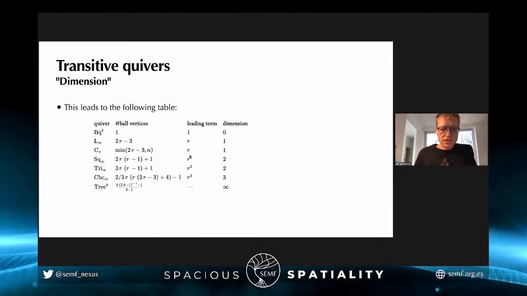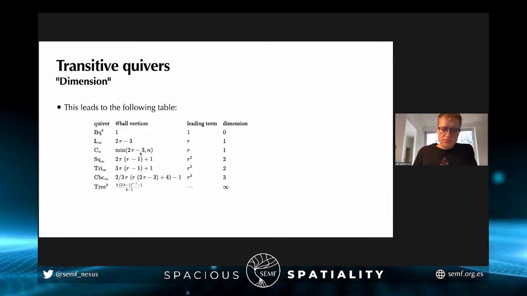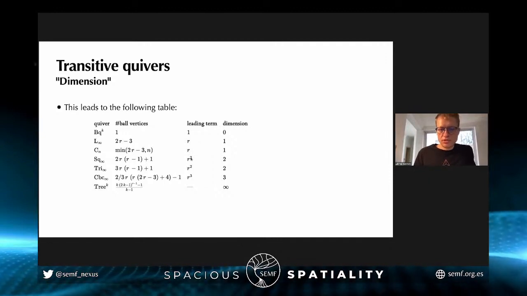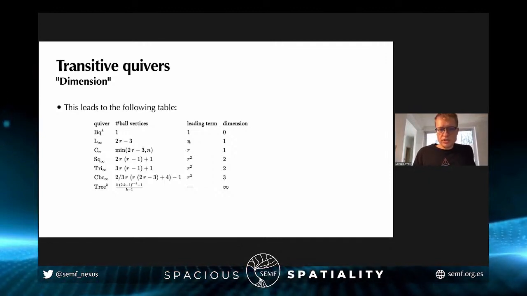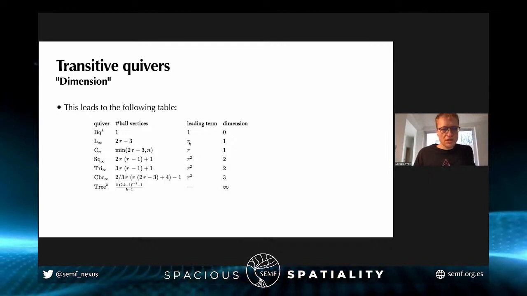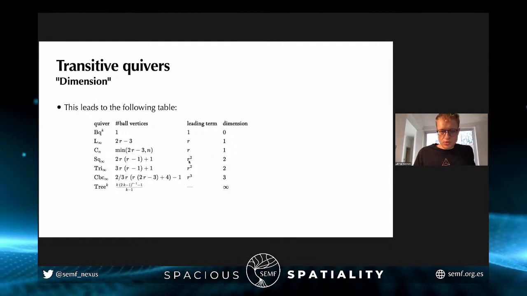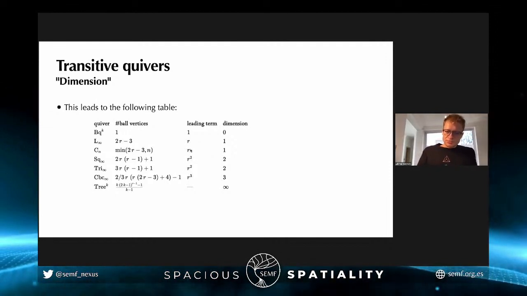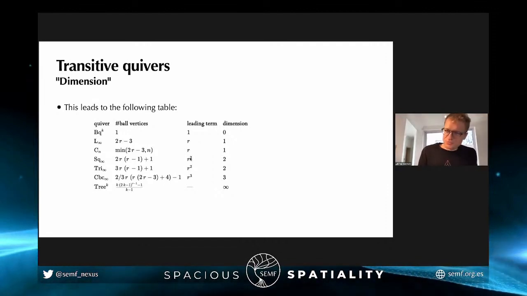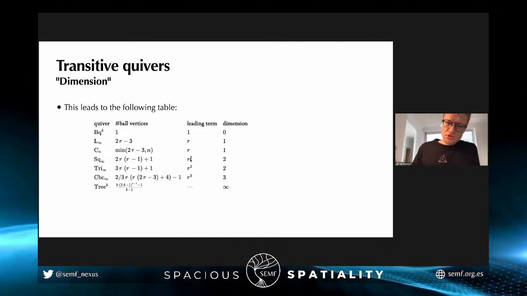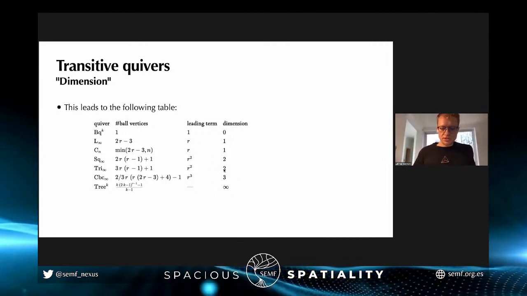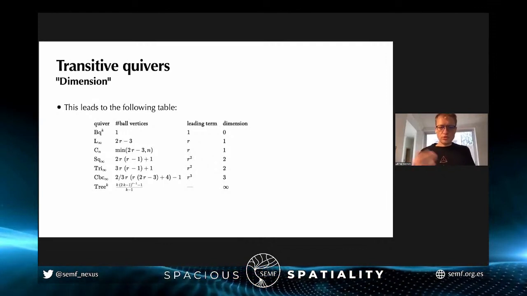And what you'll notice is that if you expand these formulas out to become polynomials, there's a leading term that has a given power. So for a line quiver, the number of vertices you can reach scales linearly with the number of steps you take. For a square quiver, it scales with a square. For a cubic quiver, it scales with a cube. And it's the fact that the power is one or two or three that allows us to say, for example, that the dimension of that particular graph or quiver is one or two or three.